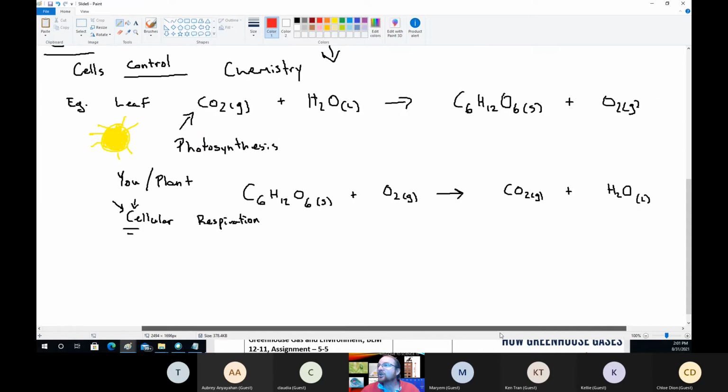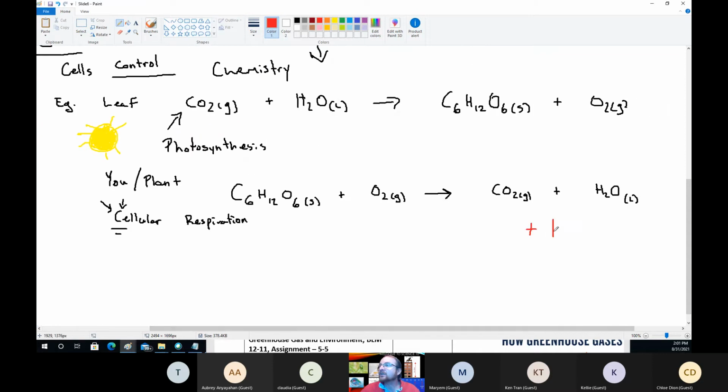This reaction, you all know that this reaction also releases this in a controlled fashion because your cells are controlling that chemistry. And a lot of the heat is just released. We call it waste heat, but some of the energy is recaptured and used to recharge our ATP. Now that's a fancy thing that Phil just said.